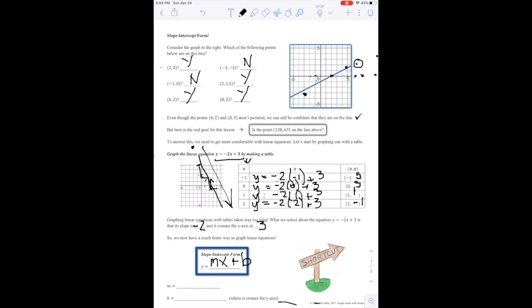So in this case, m represents the slope. And b equals the y-intercept. That's where it crosses the y-axis, reminding ourselves again that the y-axis is the vertical axis. Okay? So let's look at a couple of examples.